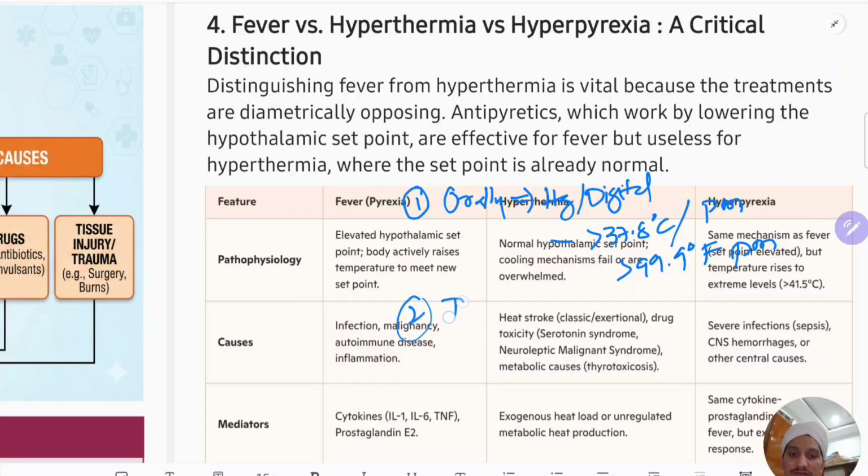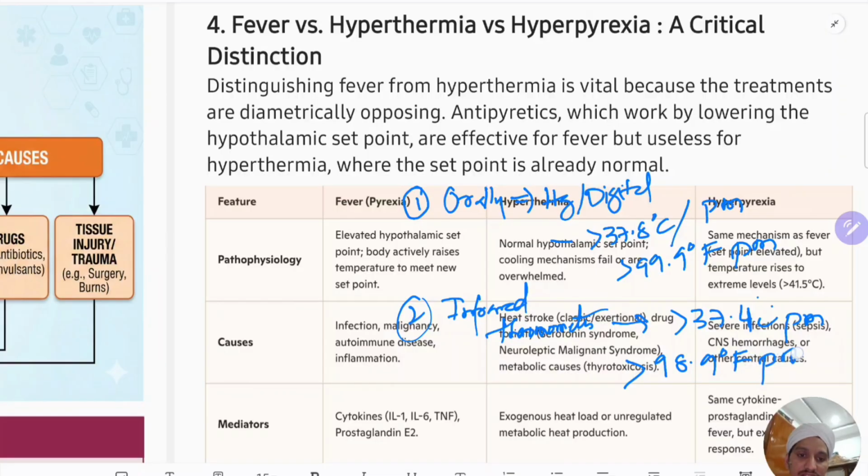Or if you are using an infrared thermometer, then more than 37.4 degrees Celsius PM or more than 98.9 degrees Fahrenheit PM temperature is called as fever.